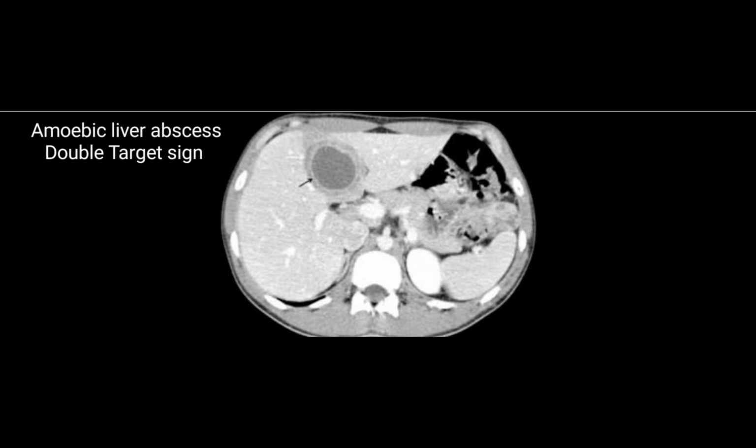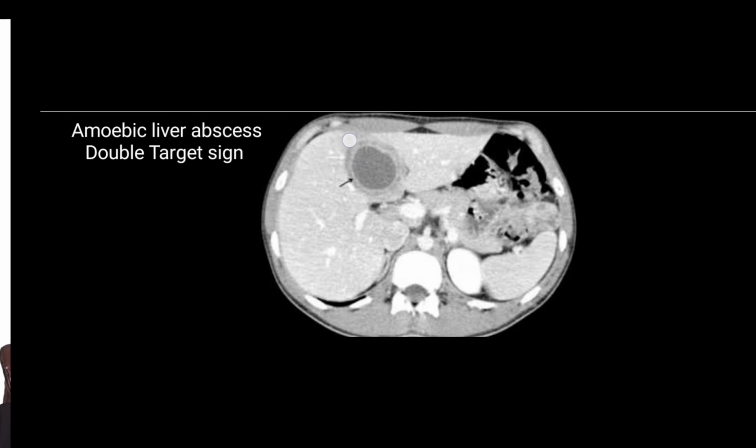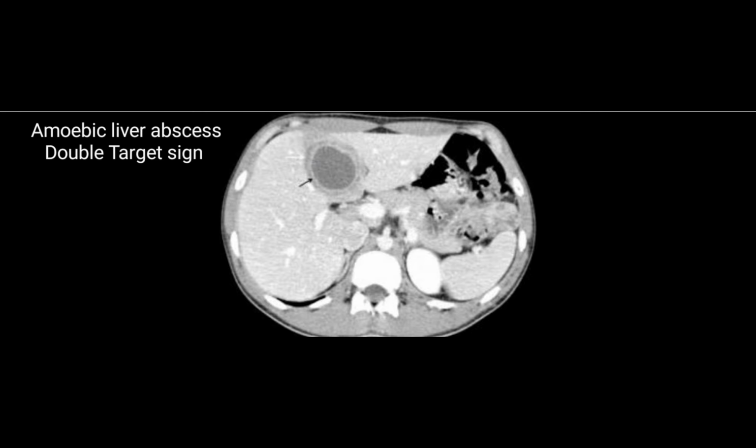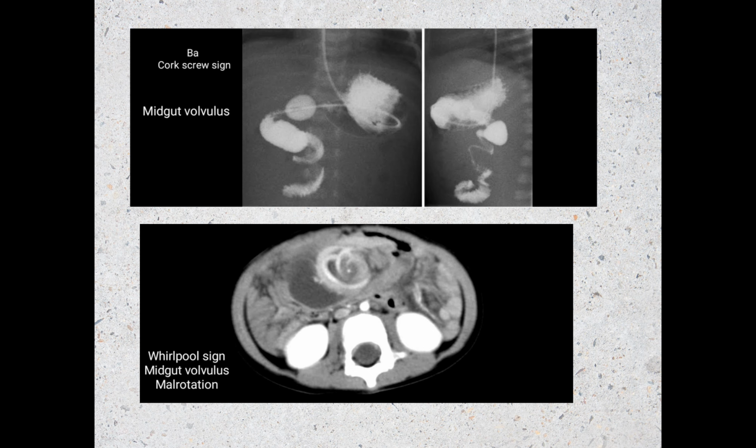Then next we have the image of the amoebic liver abscess. In the amoebic liver abscess, we will have the classical double target sign. Then next we have the image of the midgut volvulus. In the midgut volvulus, first in the barium we will have the corkscrew sign, and in the CT image we will have the whirlpool sign in the transverse section. Whirlpool sign and corkscrew sign.